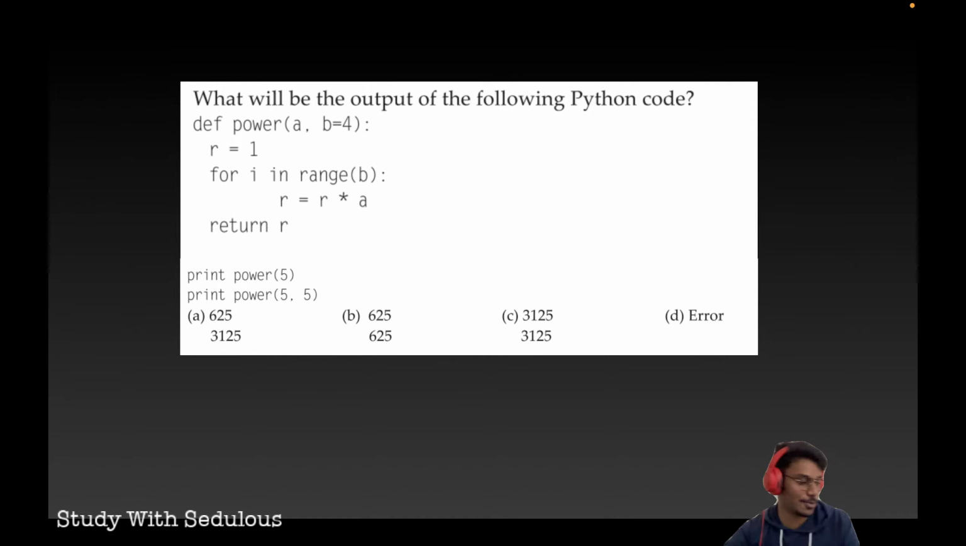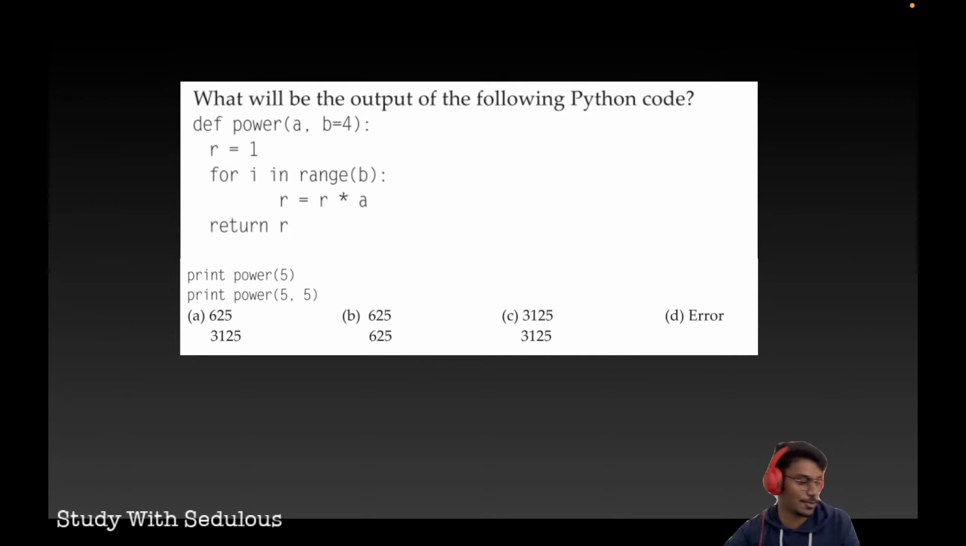B, 8. Kunal Sharma, hi. Next, what will be the output of the following Python code? Let's be much faster right now. Definition of power: A, B is equal to 4 and R is 1. For I in range B, R equal to R into A. Return R. Fine. Print of power 5.